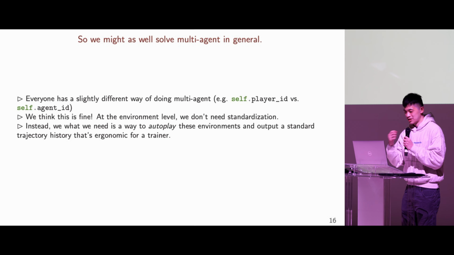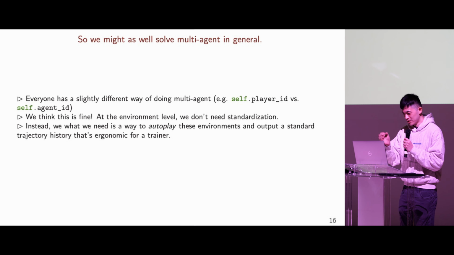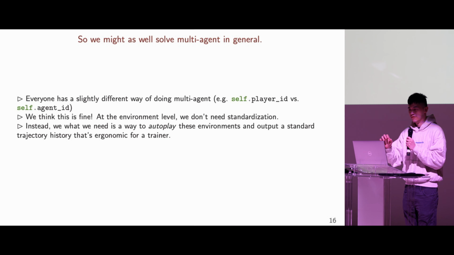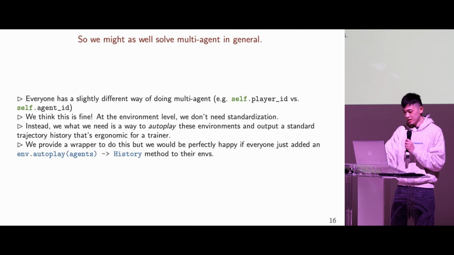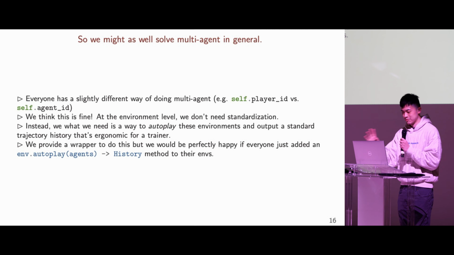But where we do want standardization is at the rollout level. We believe one way to standardize is to have some method like .autoplay in these environments to output a standard trajectory history that's ergonomic to a trainer. So we provide a wrapper to do this, but we would be perfectly happy if everyone just adopted .autoplay.